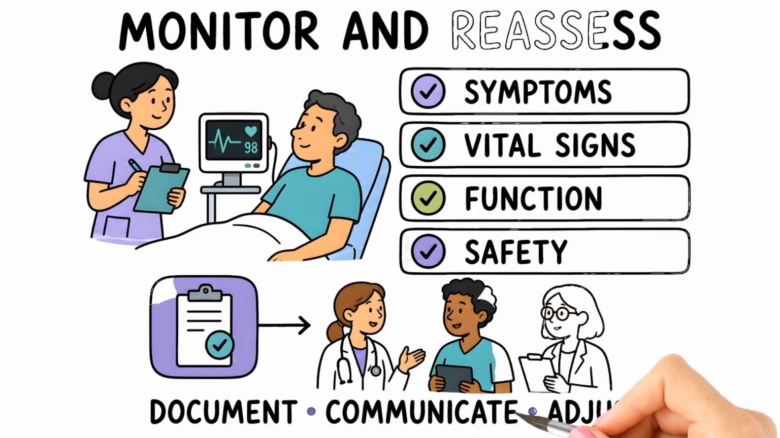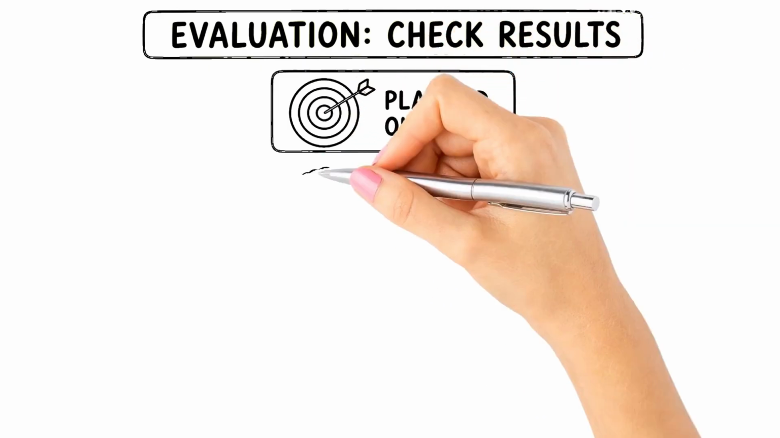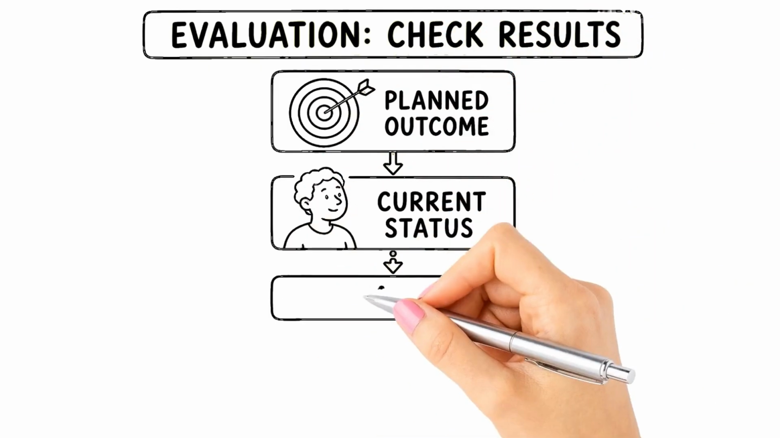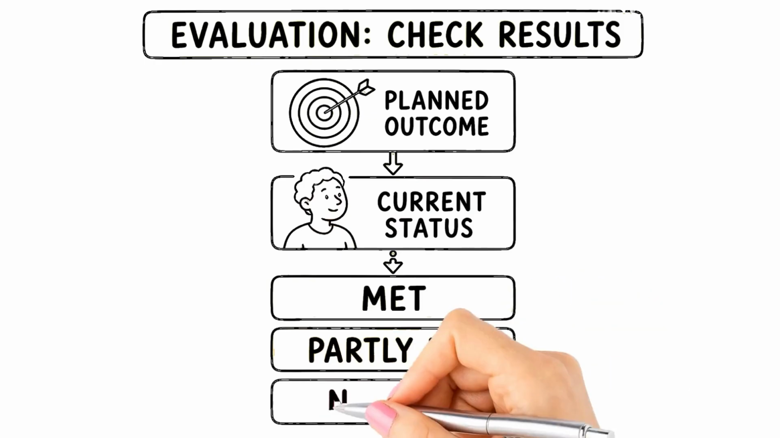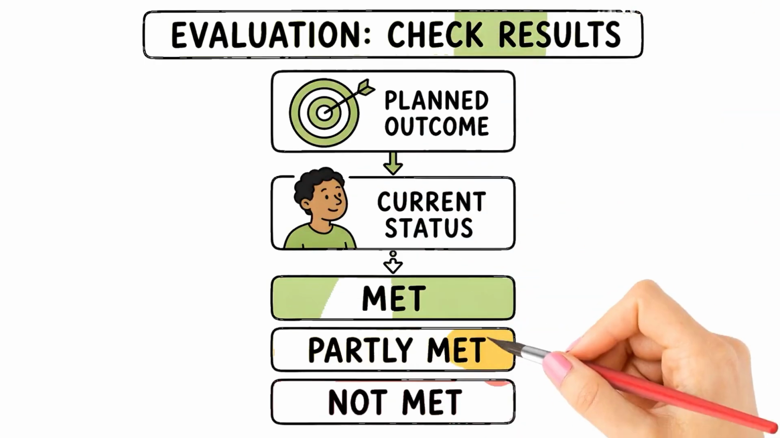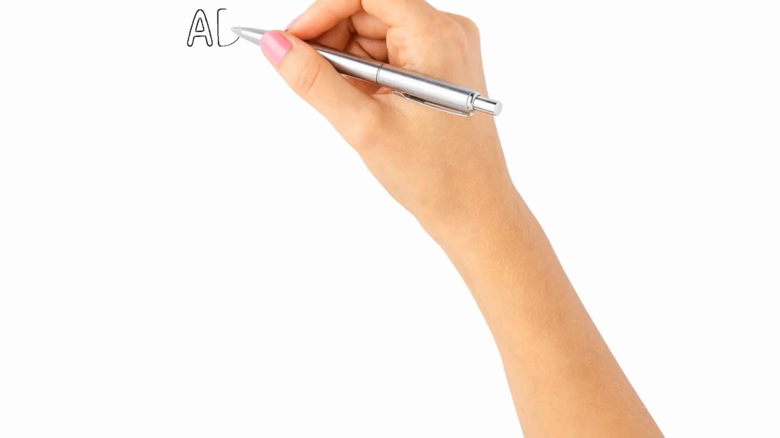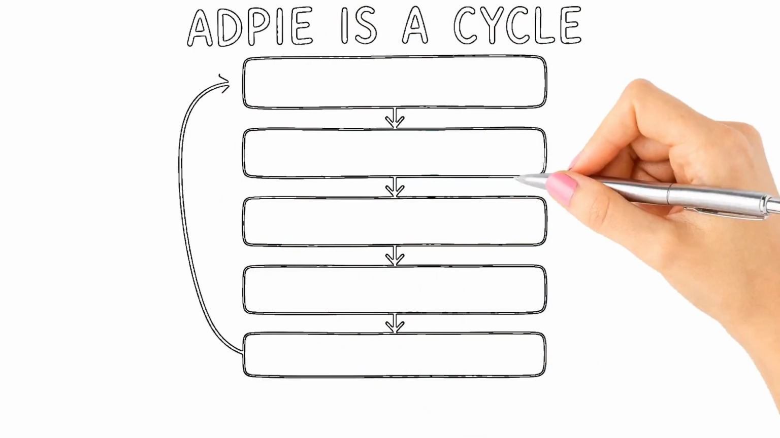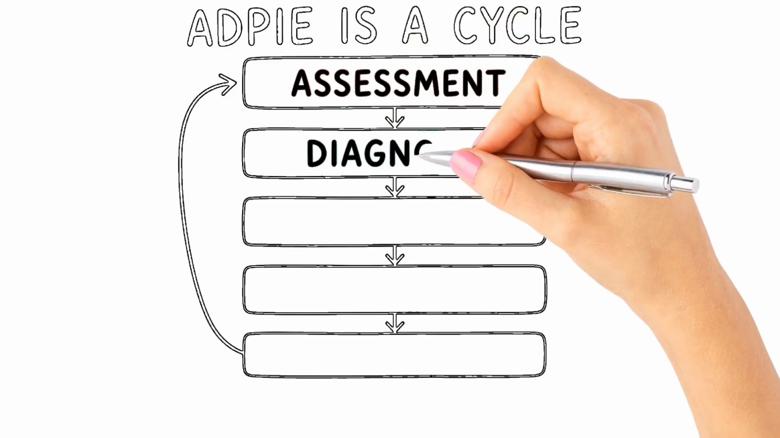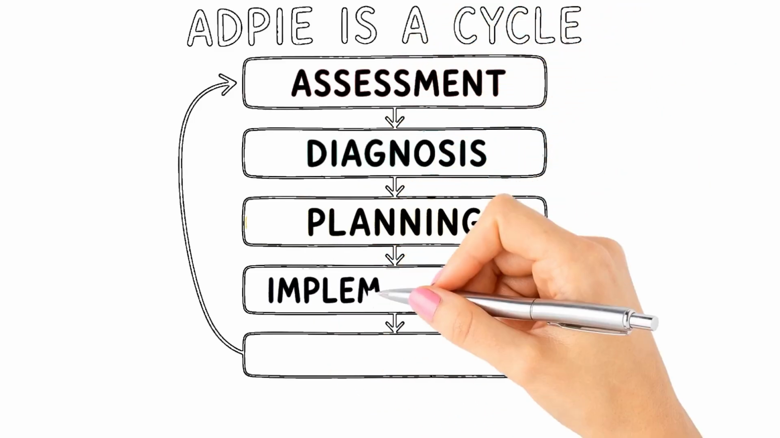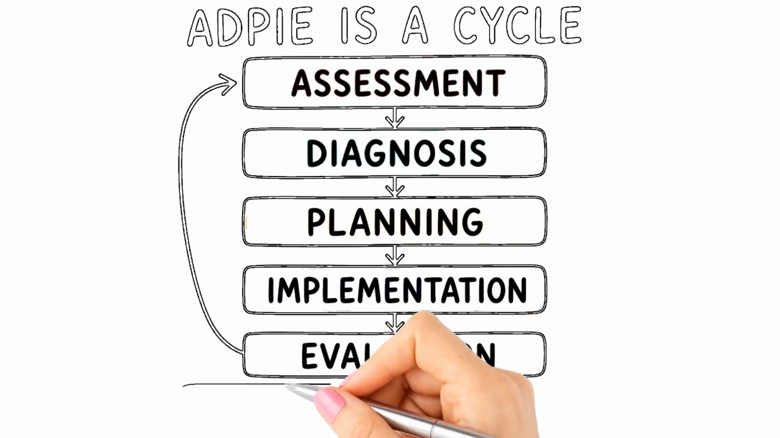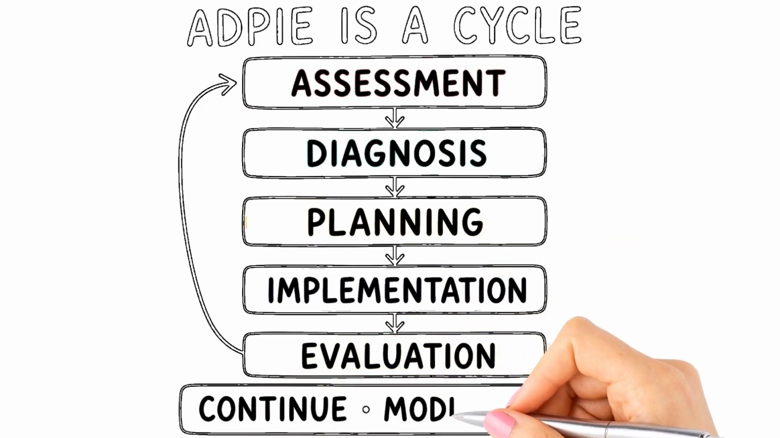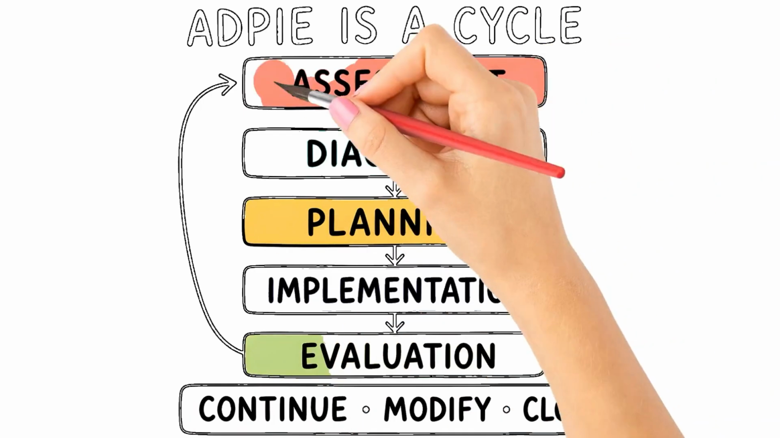During evaluation, the nurse compares the patient's current status with the planned outcomes. An outcome may be met, partly met, or not met. The nurse also judges whether the interventions were effective. Evaluation does not end the process. Based on the patient's response, the nurse may continue the plan, modify goals or interventions, or close a resolved problem. ADPIE remains a dynamic, repeating cycle of care.